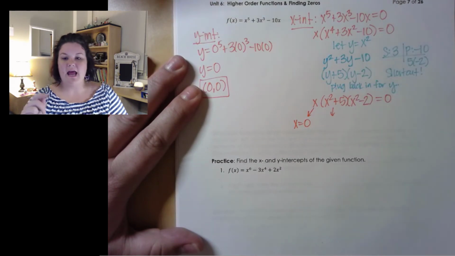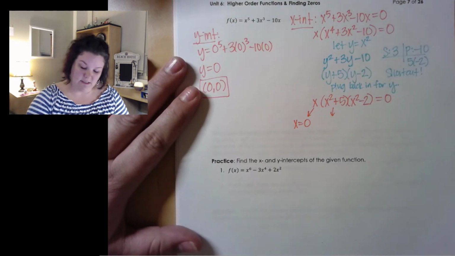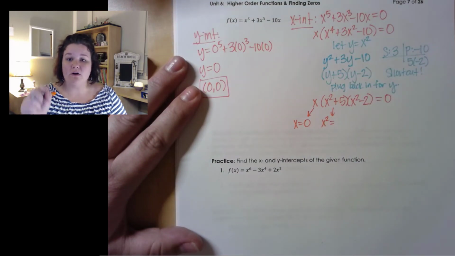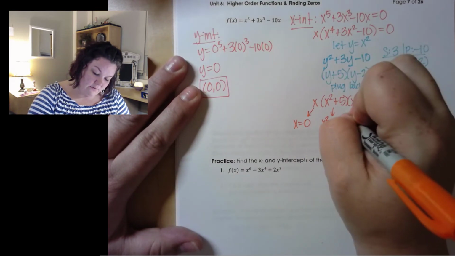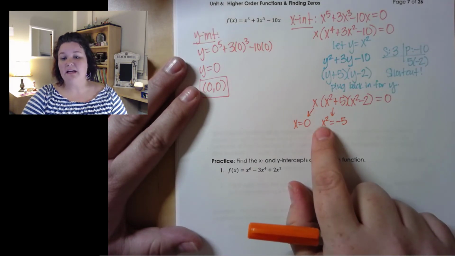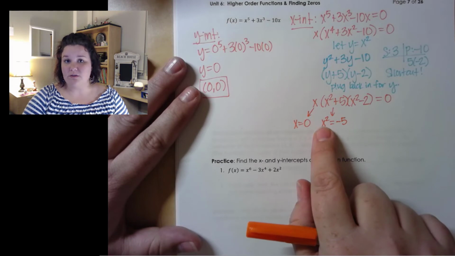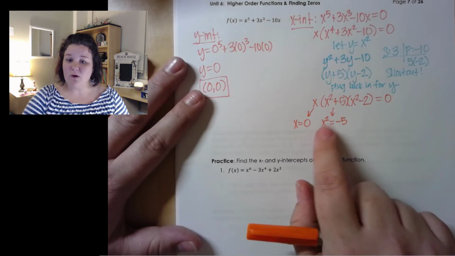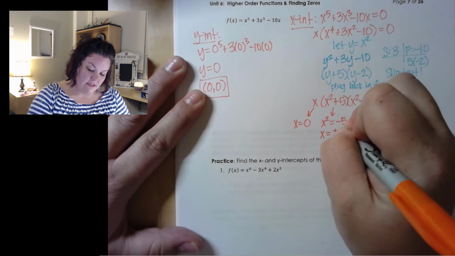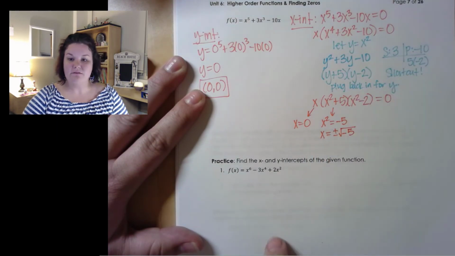Okay. When I set x squared plus 5 equal to 0, I get x squared equals, now when I move that 5 over, it becomes a negative 5, right? And then to solve this, I can get rid of the square by taking the square root. And remember, when we solve by taking the square root, we have to make sure we use plus or minus. So I get plus or minus the square root of negative 5.